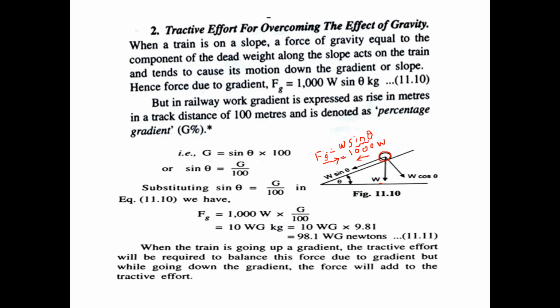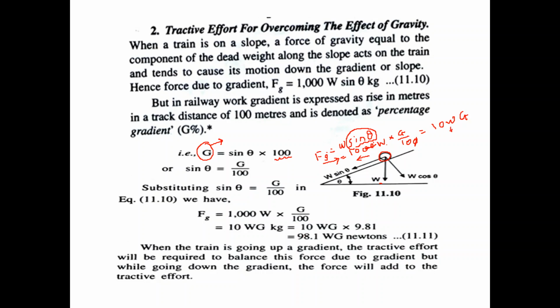And sine theta is normally given by inclination. It is expressed in terms of gradient. So the gradient is written as G equal to sine theta into 100. G is in percentage, so it is multiplied by 100. So sine theta we can write as G by 100. So the two zeros get cancelled, and it is 10 Wg. So this is the equation written here.